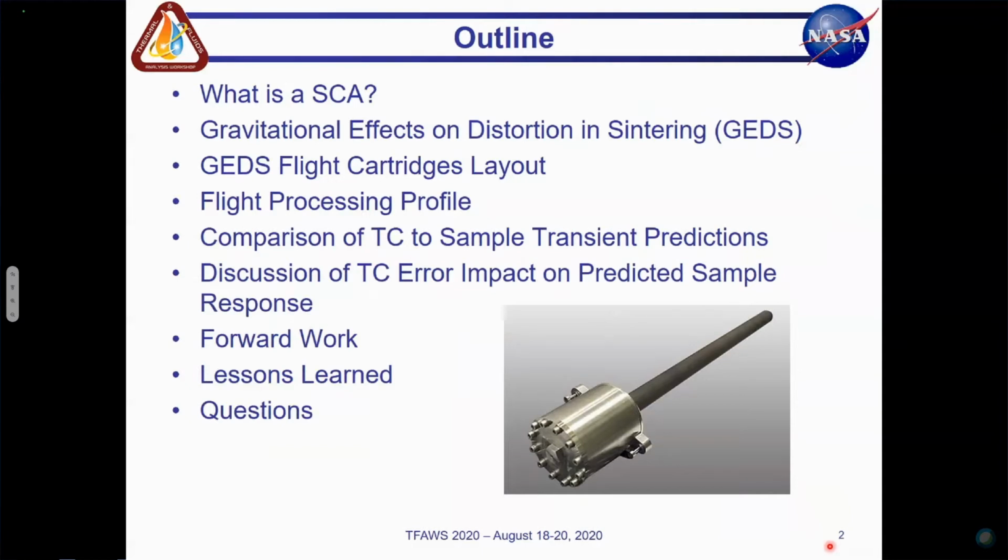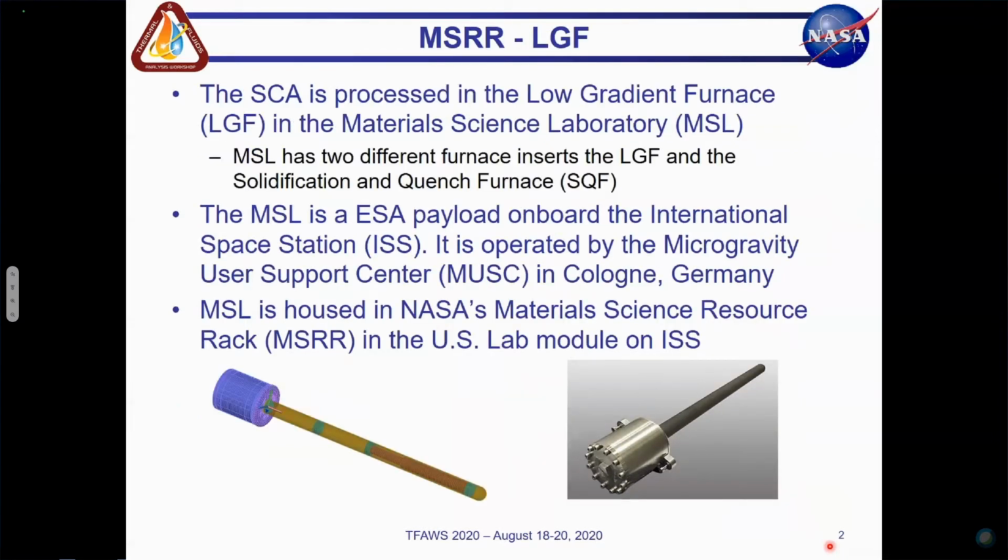So mainly we're going to be talking about what a SACA is today, this first PI that we ran, which is the GEDS PI, and what the GEDS flight cartridge looked like. We'll go over a flight processing profile for this cartridge, and we'll also show a comparison of TC to sample transient predictions, and then we'll discuss how the TC error impacted the predicted sample response. And then we'll go on to some forward work, lessons learned, and then we'll open it up to questions.